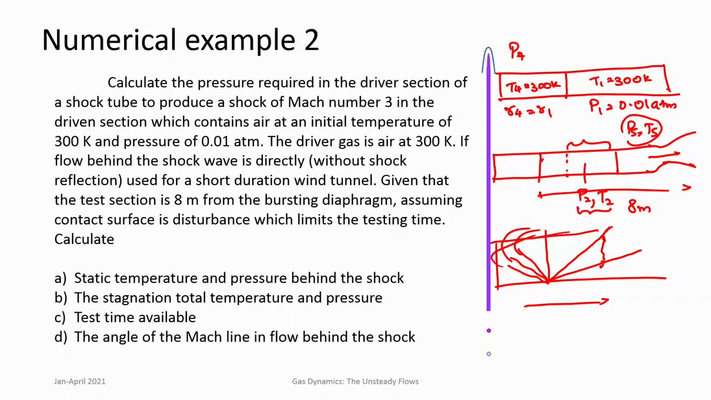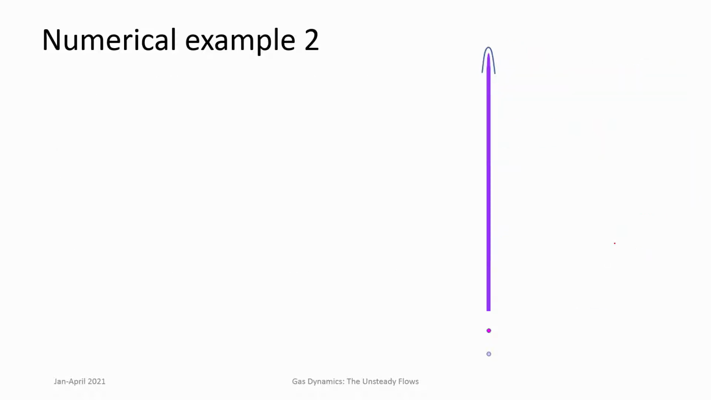So, what do we need to calculate? Static temperature and pressure behind the shock, stagnation total temperature and pressure, test time available, the angle of the Mach line in the flow behind the shock. Okay. So, the first point is to calculate the pressure required in the driver section. So, what is P4?